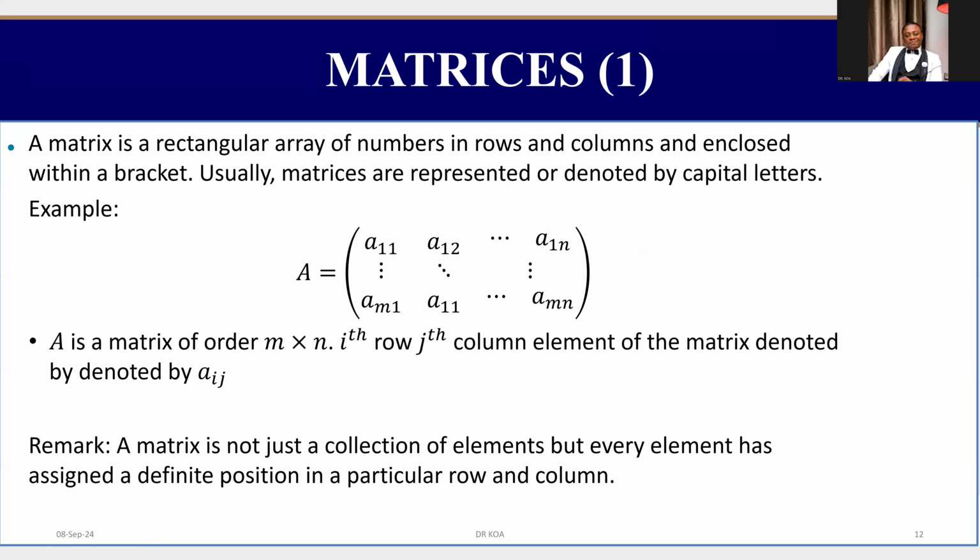A matrix is simply a vector of rows and columns. So it's an array of columns and rows. A matrix has multiple vectors. Write it down. A matrix has multiple vectors. So we have a rectangular array of numbers in rows and columns.